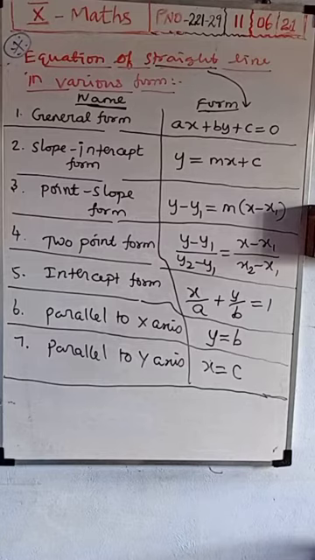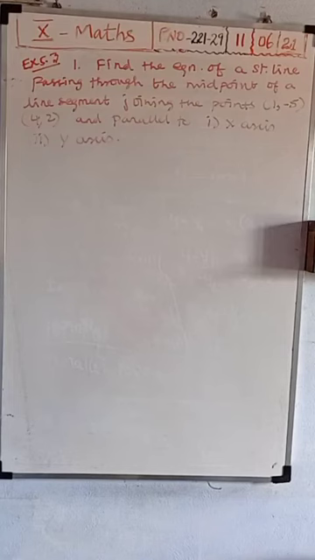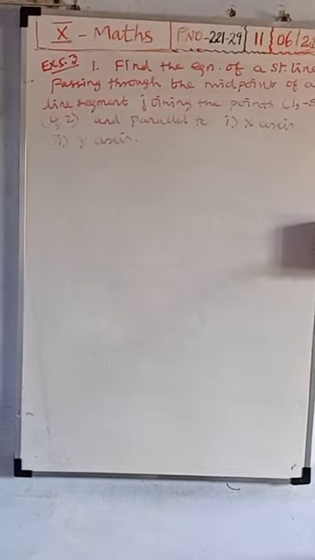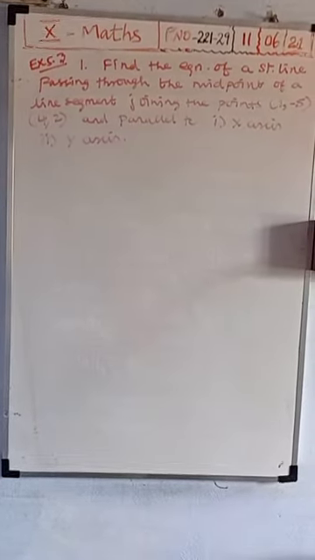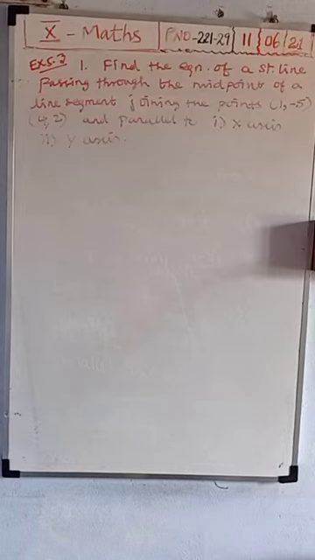Okay, see exercise 5.3, first question. Find the equations of the straight line passing through the midpoint of the line segment joining the points (1, -5) and (4, 2), and parallel to the x-axis and y-axis.